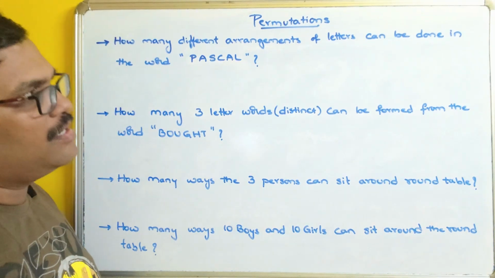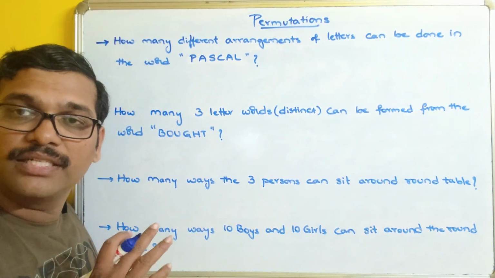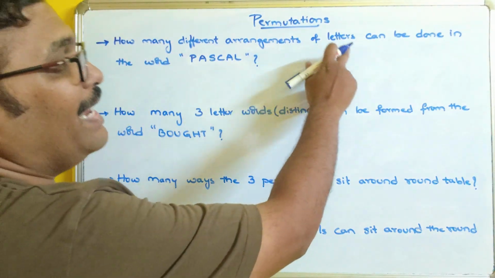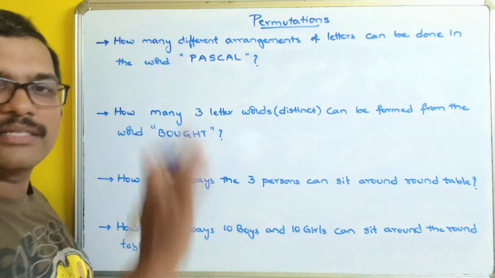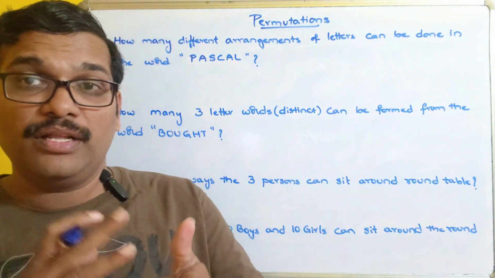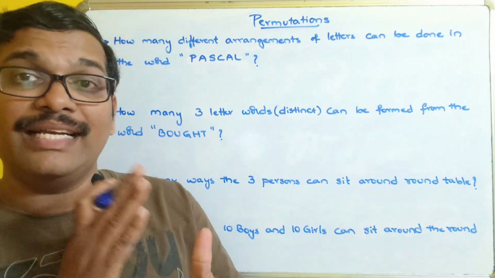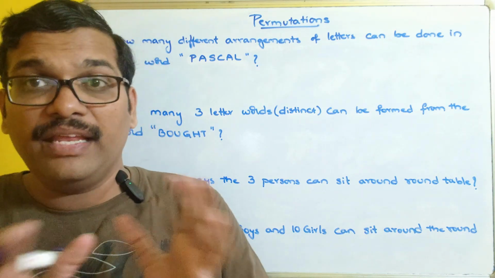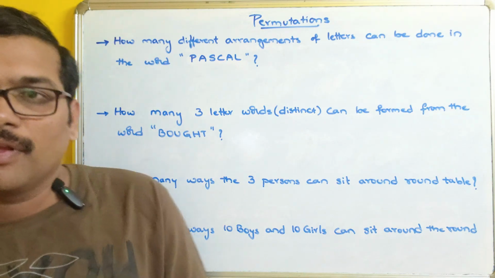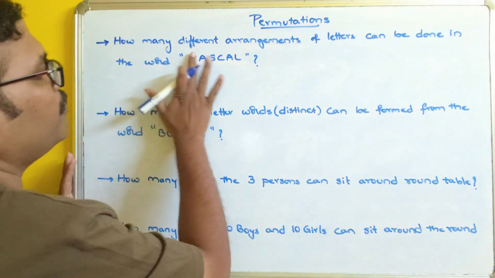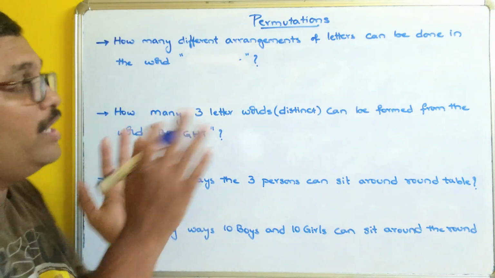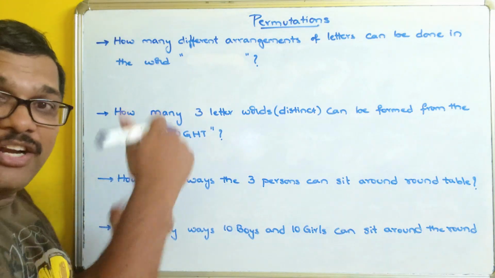Let us see these examples using the formulas we have just seen. The first one: how many different arrangements of letters can be done in the word Pascal? First we have to check whether the letters in that word are distinct or equal. Because we have two equal letters here, we have to solve it differently. I'll tell you such kinds of problems afterwards.